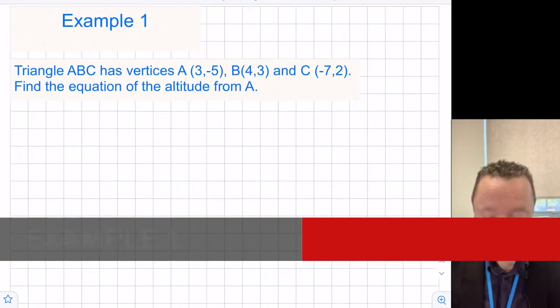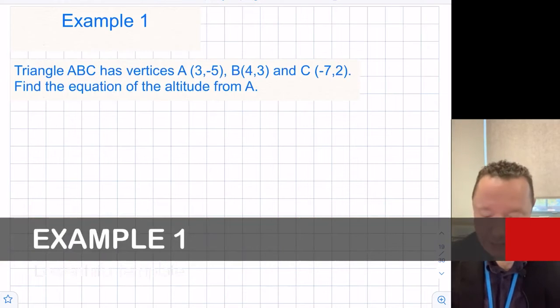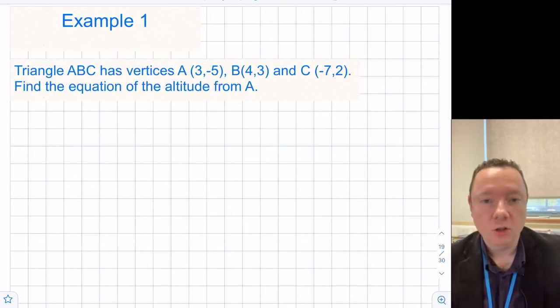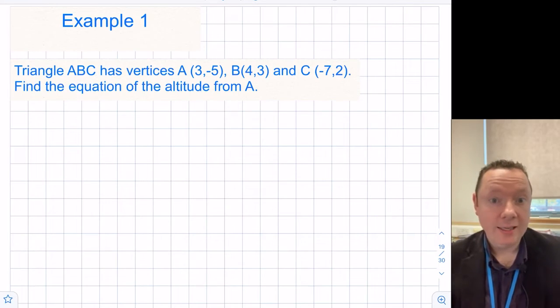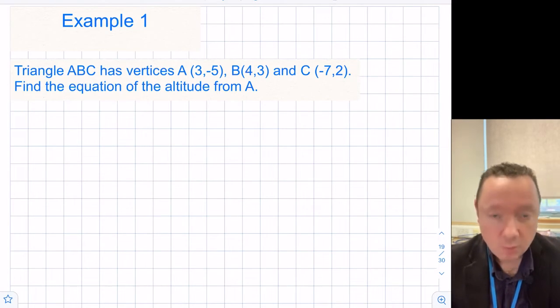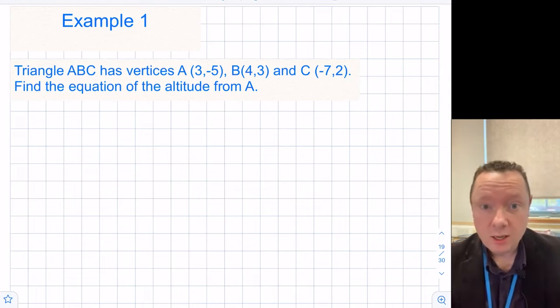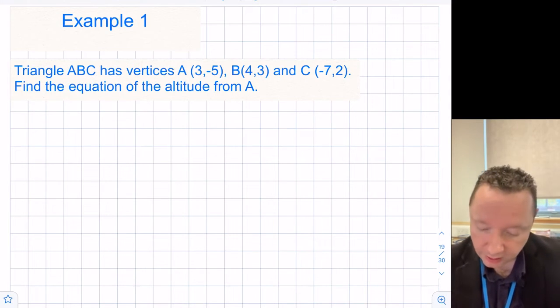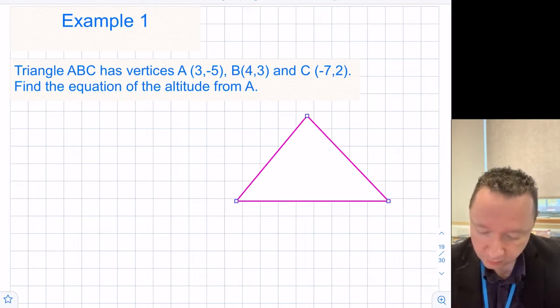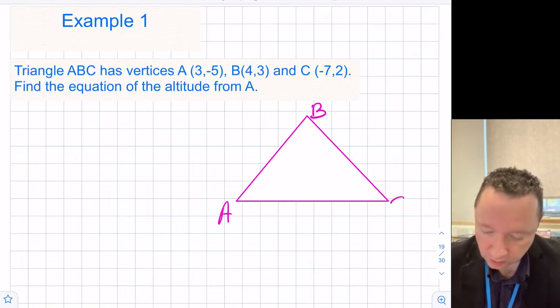Example 1 says triangle ABC has vertices A (3, -5), B (4, 3), and C (-7, 2). Find the equation of the altitude from A. I always find it handy just to draw a simple sketch of this so that you understand what's going on. So if I just draw a random triangle, I'm not even going to try and plot it properly, just a really quick sketch at the side, just like so. If I just call the first one A, the second one B, and the third one C.